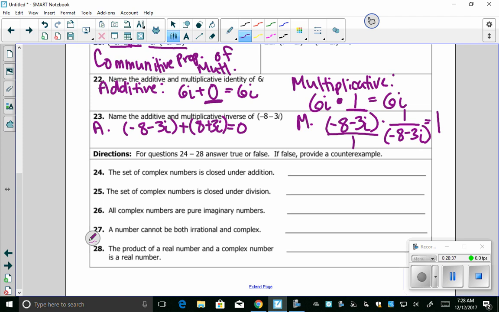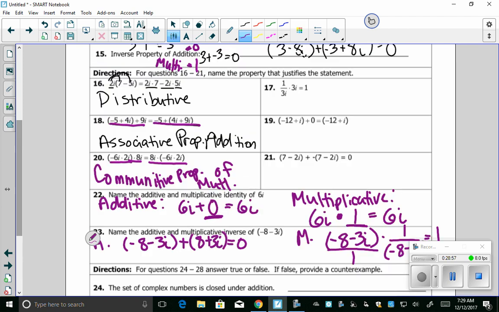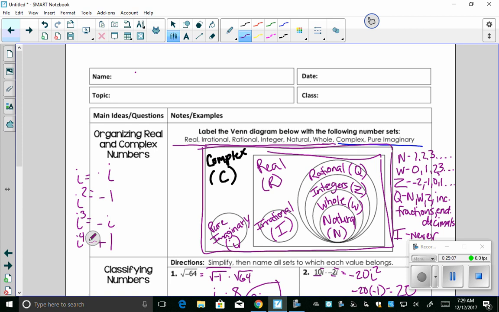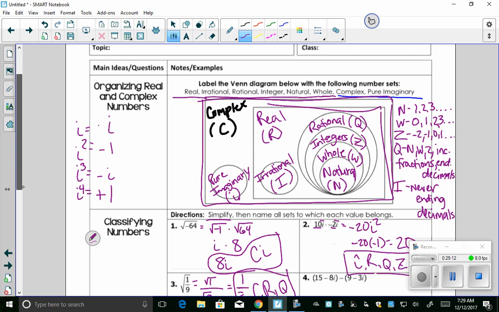Numbers 24 through 28. For these questions, you're going to answer true or false. If false, provide a counterexample. Okay? 24. The set of complex numbers is closed under addition. Which means, when you ask yourself these, I'm going to go back to this page. It says the set of complex numbers is closed under addition.